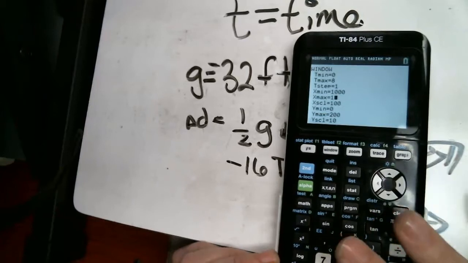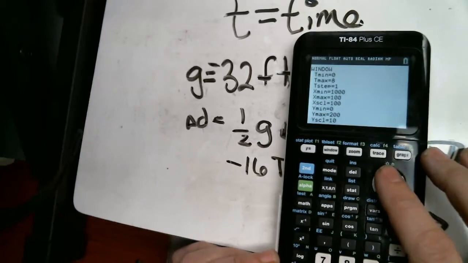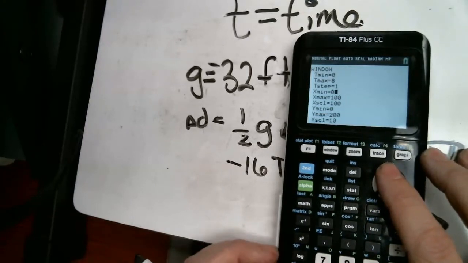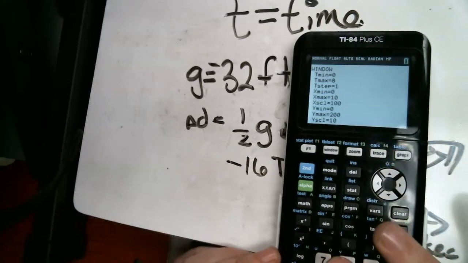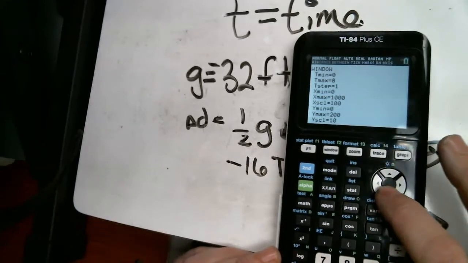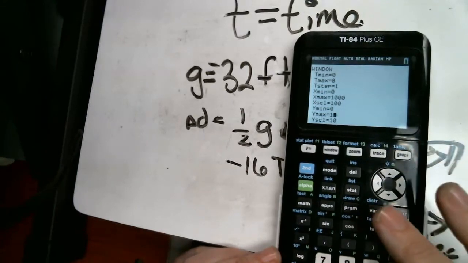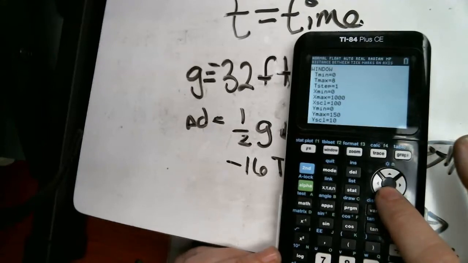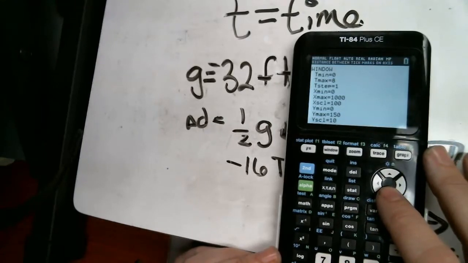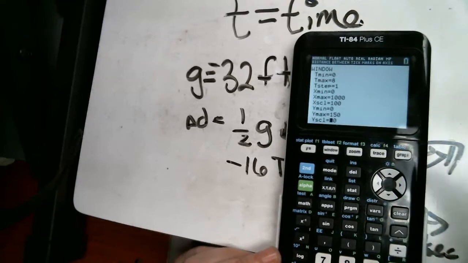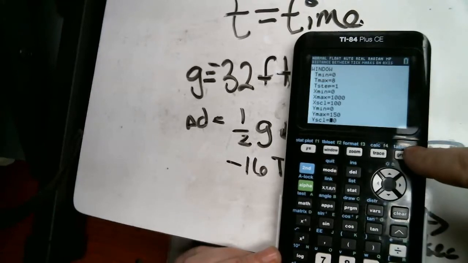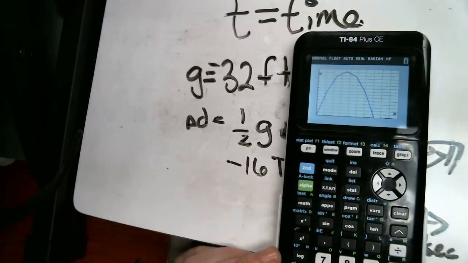Let's go by hundreds. Oh, oops, I did this wrong. 0, 1,000, 100. The Y minimum would also be 0, and it's not going to go super high. It's maybe going to go 150 feet high. And a scale of 10 would be good for this particular problem. So let's see what happens.